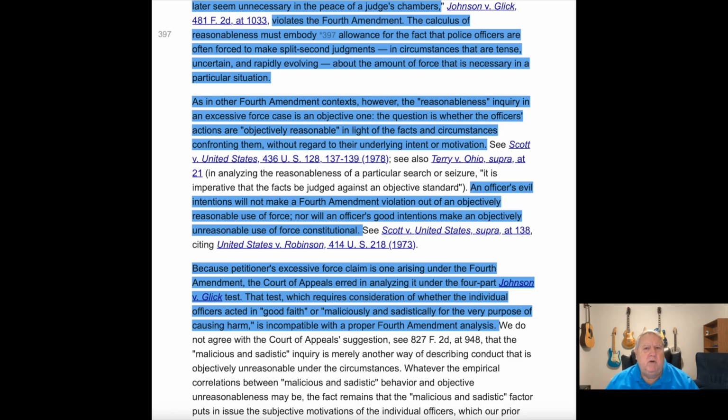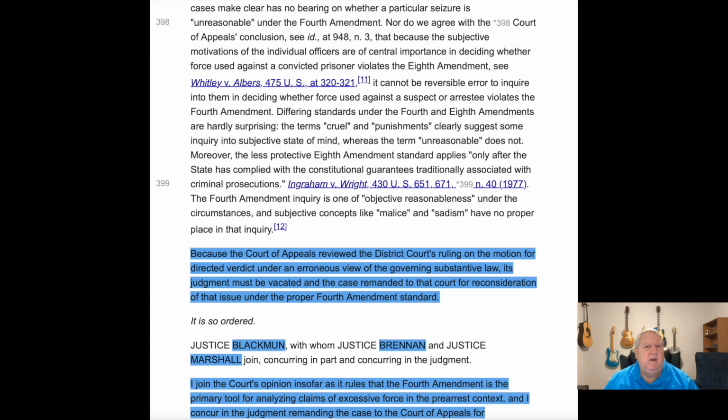So we do not agree with the Court of Appeals' suggestion that the malicious and sadistic inquiry is merely another way of describing conduct that is objectively unreasonable under the circumstances. Whatever the empirical correlations between malicious and sadistic behavior and objective unreasonableness may be, the fact remains that the malicious and sadistic factor puts in issue the subjective motivations of the individual officers, which our prior cases make clear has no bearing on whether a particular seizure is unreasonable under the Fourth Amendment.